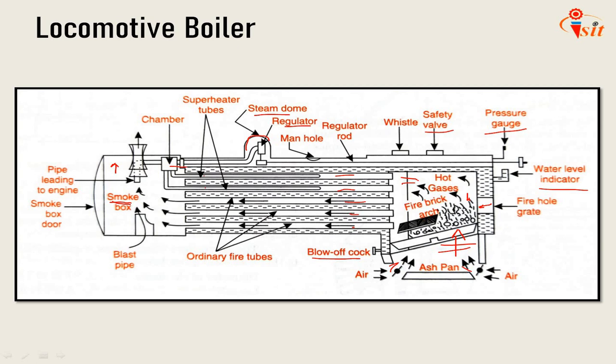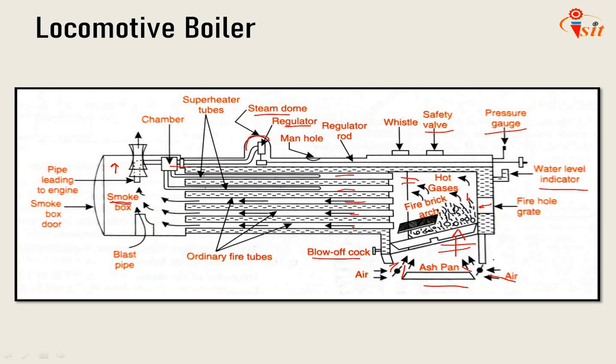The firebox is entirely surrounded by water except for the fire hole and the ash pit, which is situated below the firebox, which is fitted with dampers at its front ends. These are the dampers, and also at back ends. The dampers control the flow of air to the grate.